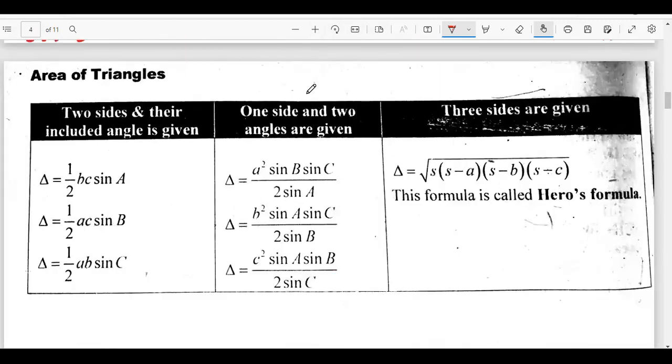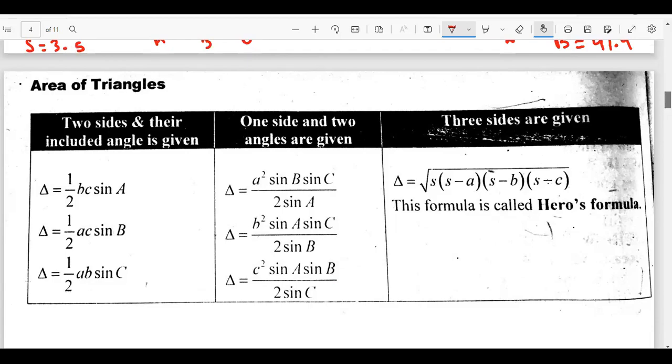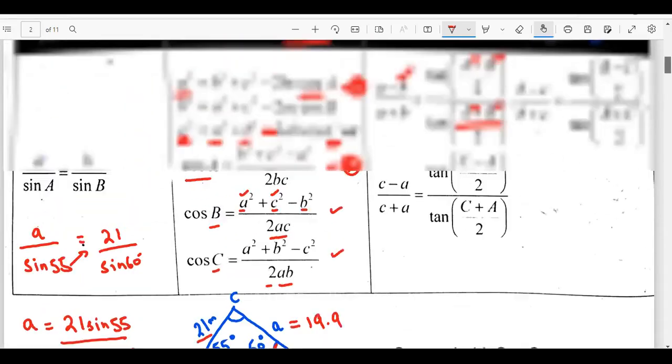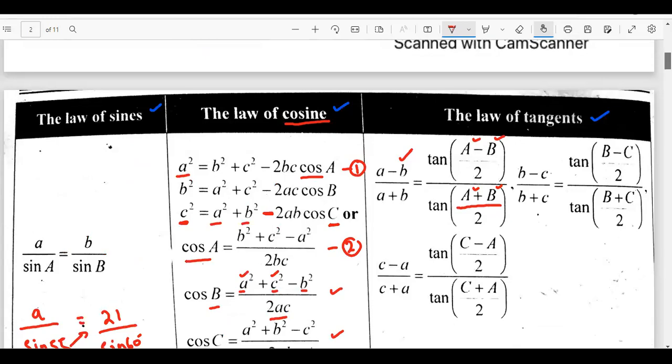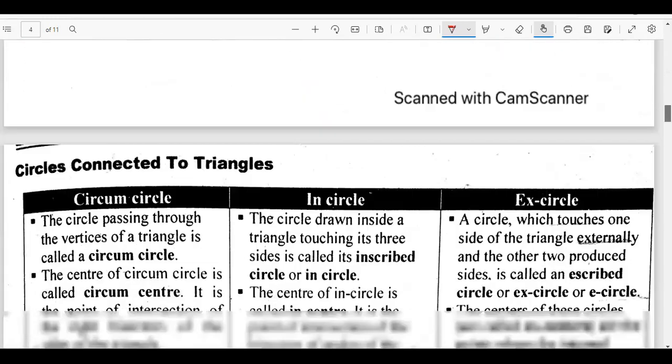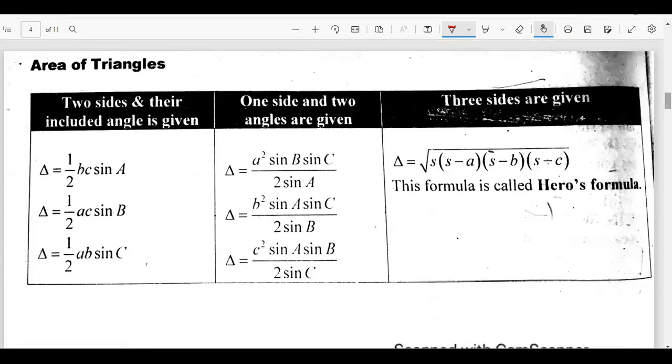Now here is the third thing. Since we were talking about applications of trigonometry, for finding any elements, and when we say elements, it means sides and angles, we have half angle formulas, law of sines, law of cosines, and law of tangents. And that is it. And the next thing is you need to find the area of triangles. Now that depends on what exactly you have.